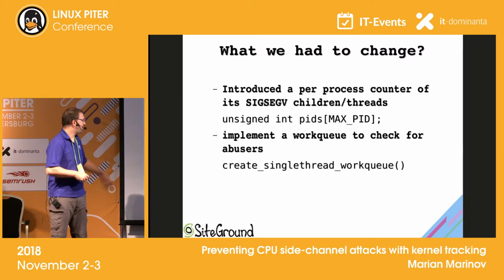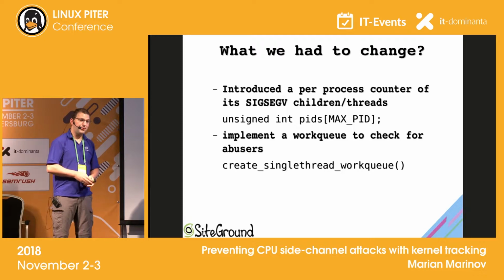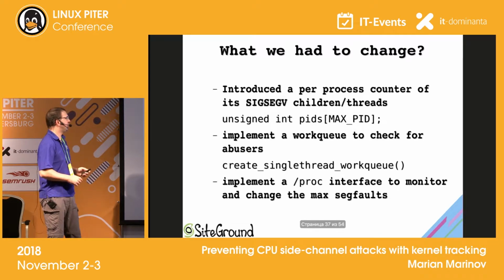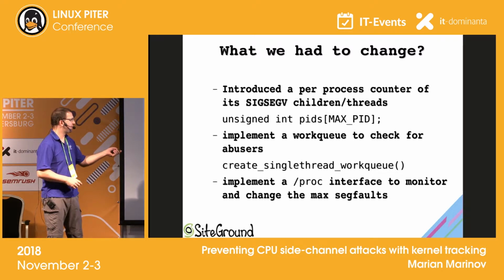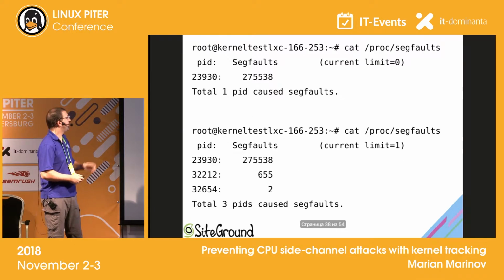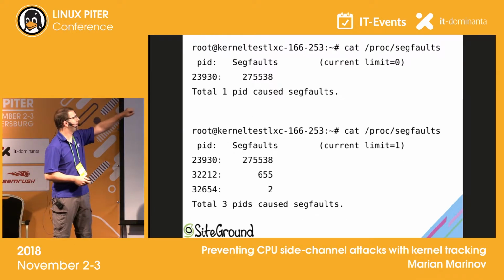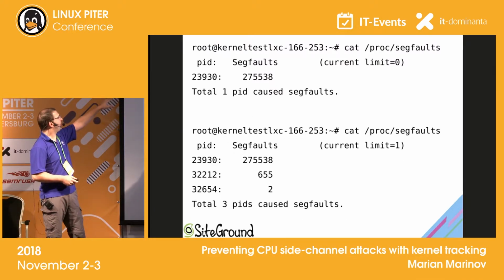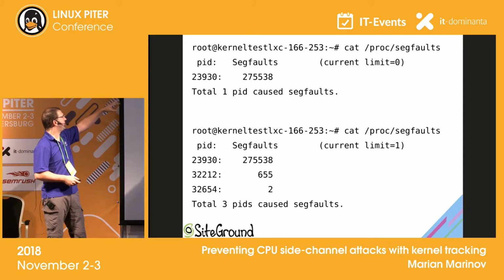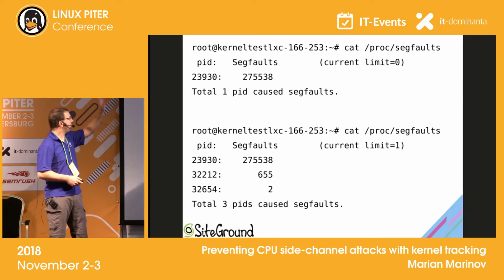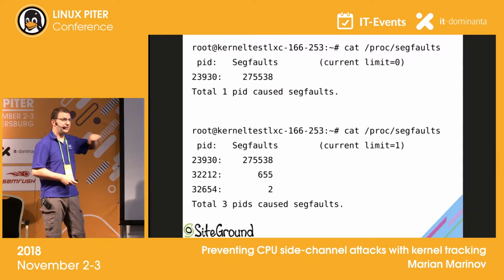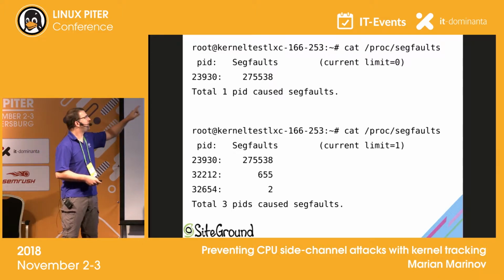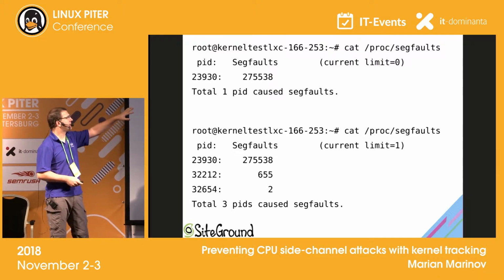Then we use a single-threaded work queue, which is a little bit of a problem, and we created a proc interface. Now you can see this. We have this proc segfaults file. We have a process with this PID, 23930, that has this many segfaults. This is without the limit. You see the current limit is 0.